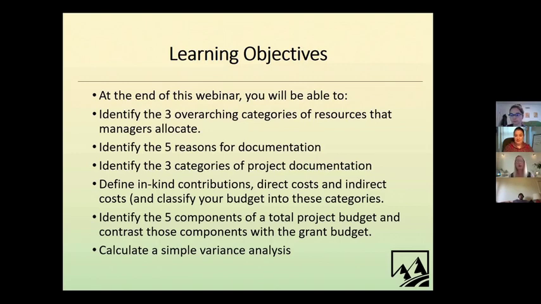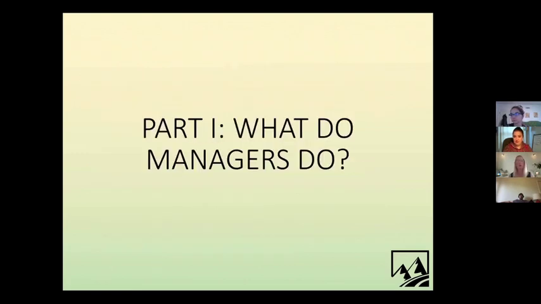So hopefully these little short tools will at least give us something to be able to do a health check on your actual budget throughout the year so that you don't get to the end of the year and have a major issue. So those are the things we hope to learn today. So let's go ahead and get started.